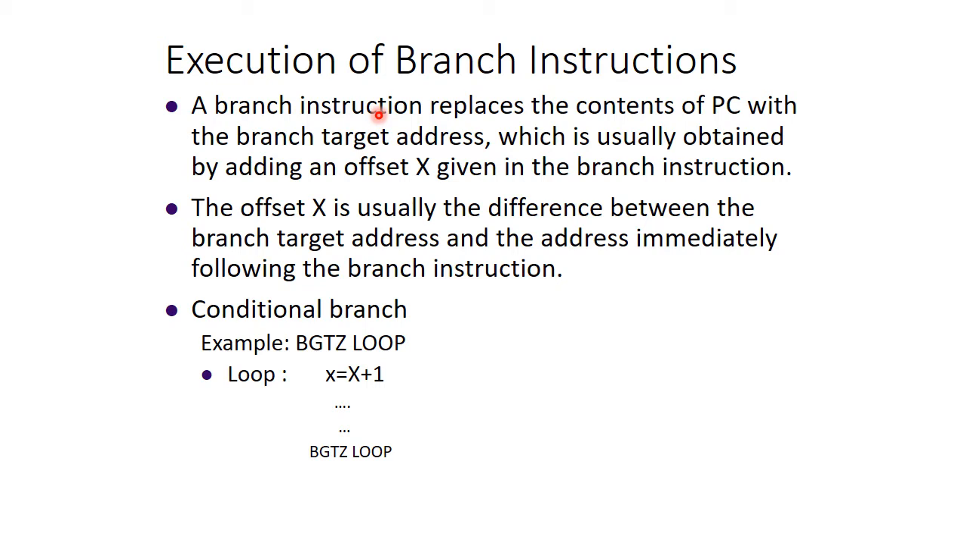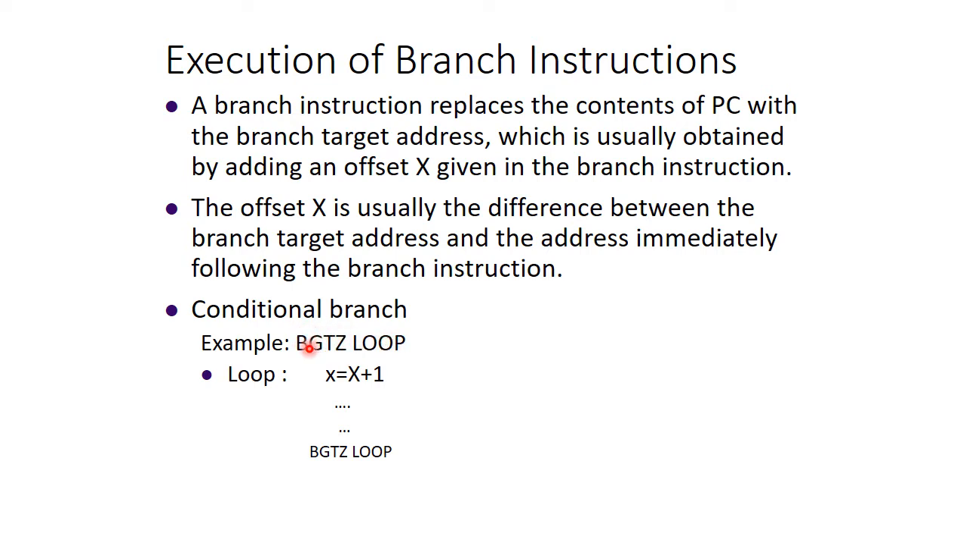We know that when an instruction is executed, the program counter will point to the next instruction to be executed. But in the case of branch instruction execution, when the conditional branch becomes true, the program counter should point to the instruction residing at the branch target address location, so it is necessary to add the branch offset address. Here you can see one example like branch greater than 0 loop. That is an example of a conditional branch instruction.